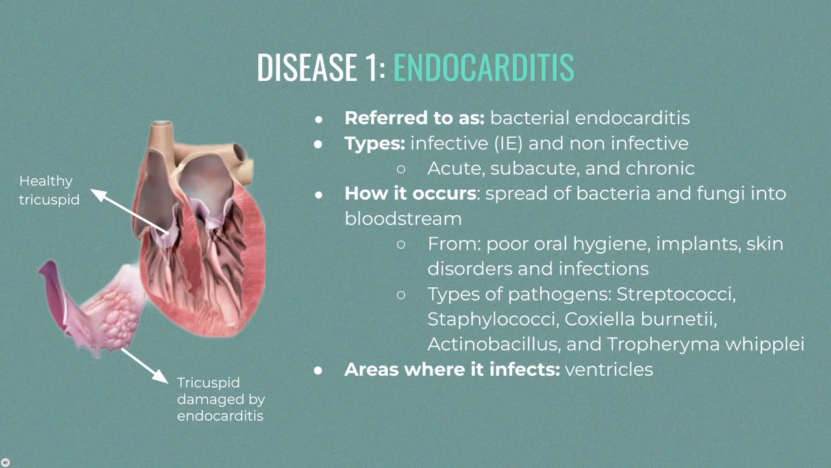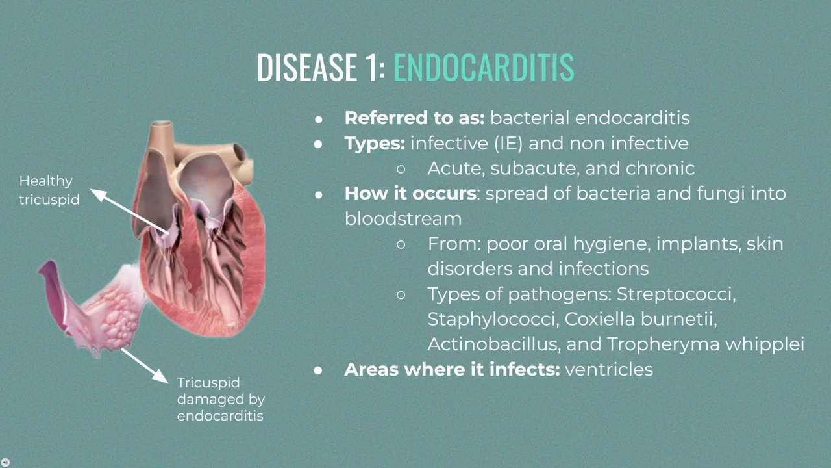The right side is the less common, and it accounts for only 5 to 10% of cases. The tricuspid valve is the most common area. The bacteria sticks to any damaged or healing valves and eventually leads to a huge amount of bacteria buildup. This is very dangerous because it ruins the heart pumping action, which causes the heart not to supply blood to the body. And you can get these bacteria or fungi by having poor oral hygiene, implants, skin disorders, or other infections.